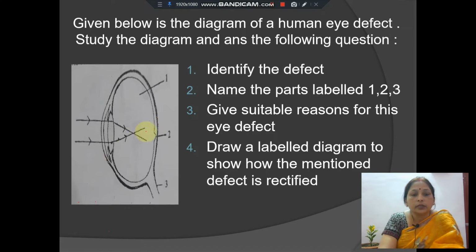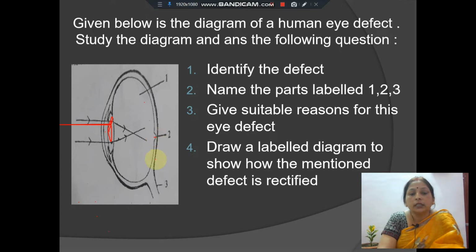Here you can see this part. This is the lens. This one is the lens part, and just the area behind the lens is the vitreous humor. The area in front of the lens is the aqueous humor. Then the next question: 1 is the vitreous humor, 2 is the retina, or this spot. If this particular spot is mentioned, then this is the yellow spot, which is the area of the brightest vision.